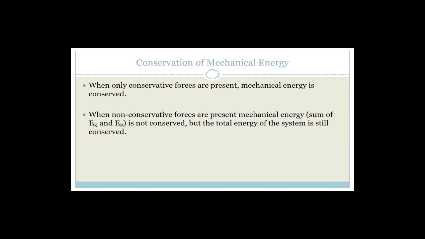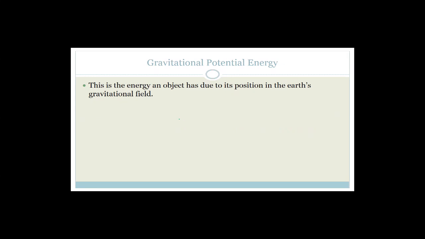So what we're saying here is, for example, if we've got friction, then obviously there is some energy that is lost due to overcoming the friction, and it might be transferred into heat or sound or whatever, okay? But the total system has energy that's conserved. So even though the objects in the mechanical system might have a transfer of energy, the actual total energy of the whole system remains constant. So let's talk about gravitational potential energy.